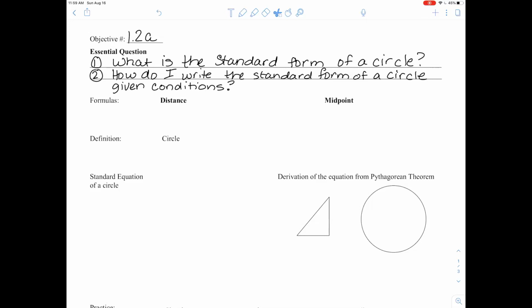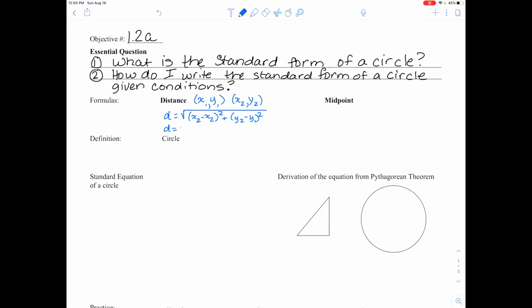Okay, so a couple formulas that you need. The distance formula, which is basically the distance between 2 points. So if I give you the point x sub 1, y sub 1, and the point x sub 2, y sub 2, and I want you to find the distance between them, well, the distance is just the change in x squared plus the change in y squared. It's the square root of that value.